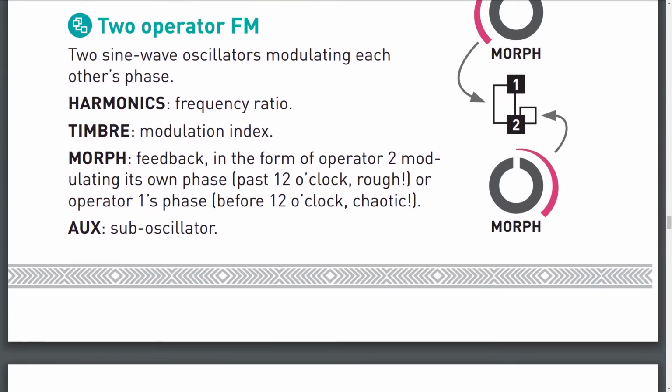2 operator FM, 2 sine wave oscillators modulating each other's phase. Harmonics, frequency ratio. Timbre, modulation index. Morph, feedback in the form of operator 2 modulating its own phase, past 12 o'clock rough, or operator 1's phase before 12 o'clock chaotic. Aux, sub-oscillator.